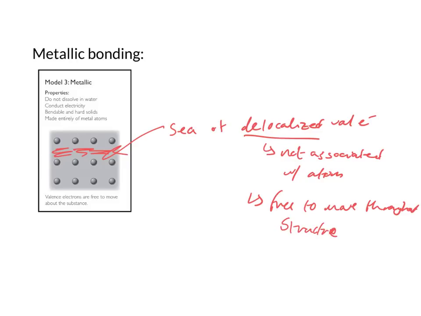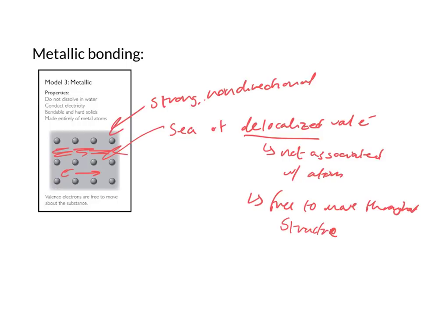Because of these delocalized valence electrons, and because they're free to move throughout the structure, metals conduct electricity when they are in solid form. Because these electrons, like this where we're shading the area, are free to move, they can carry an electric current. They're bendable because this interaction is strong, but it's non-directional.